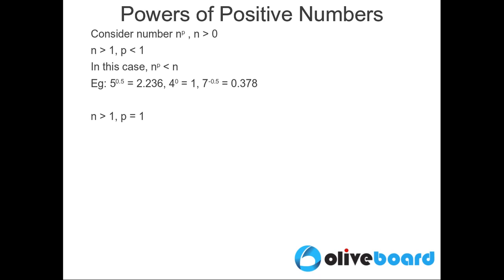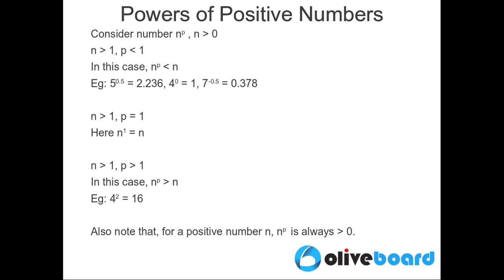Now we next consider the case where n is greater than 1 and p equal to 1. In this case, n power p, which is equal to n power 1, will be equal to n. The next case is where n is greater than 1 and p is greater than 1. In all these cases, n power p will be greater than n. Example being 4 square equal to 16. Also note that for any positive number n, n power p is always greater than 0.